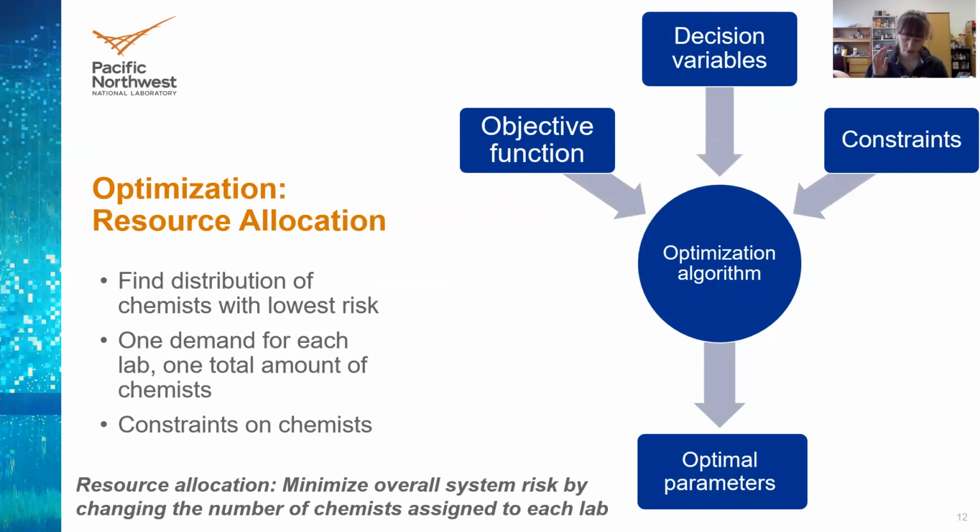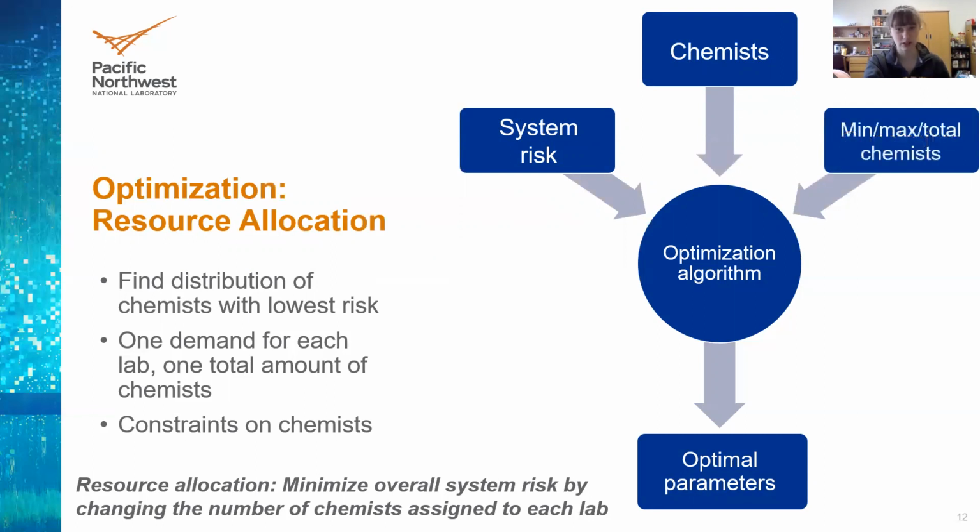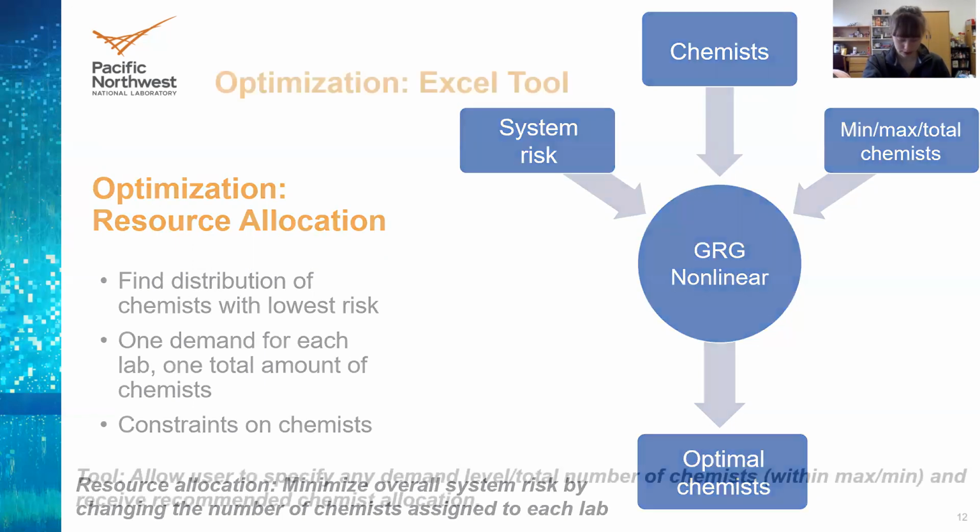And so the first task in creating this tool was to set up Excel Solver again to be used for resource allocation. In this case, our objective function was the overall system risk, which we wanted to minimize. Our decision variables were the number of chemists assigned to each lab. Then we had constraints on chemists, including the total number of chemists available for assignment, because we have a limited number of those. Again, we used the GRG nonlinear method, and then we were left with the optimal chemist assignment to each lab in order to minimize system risk.